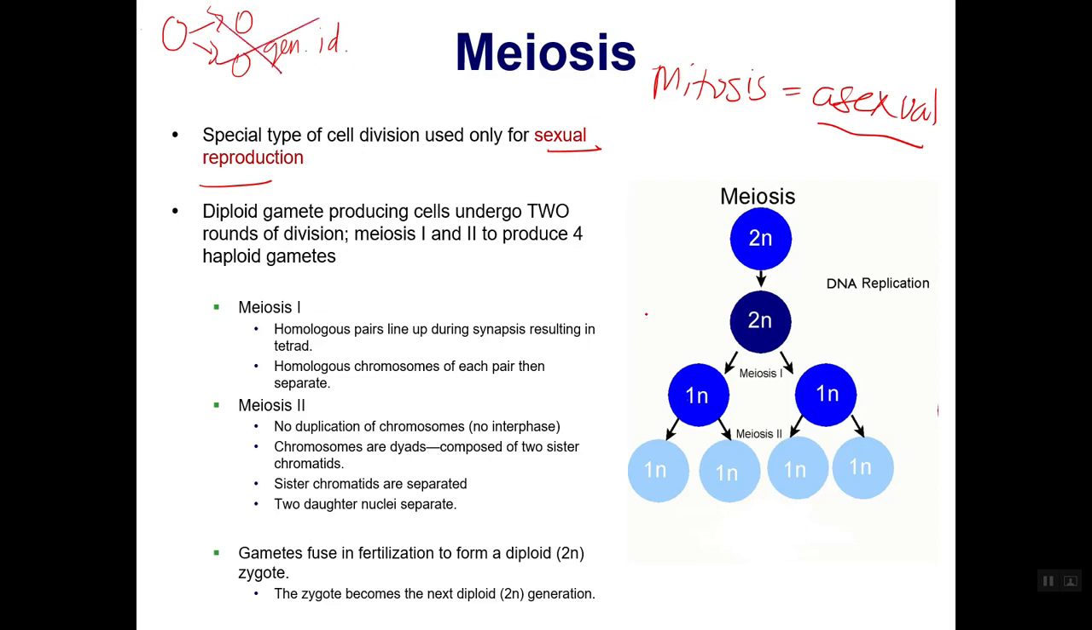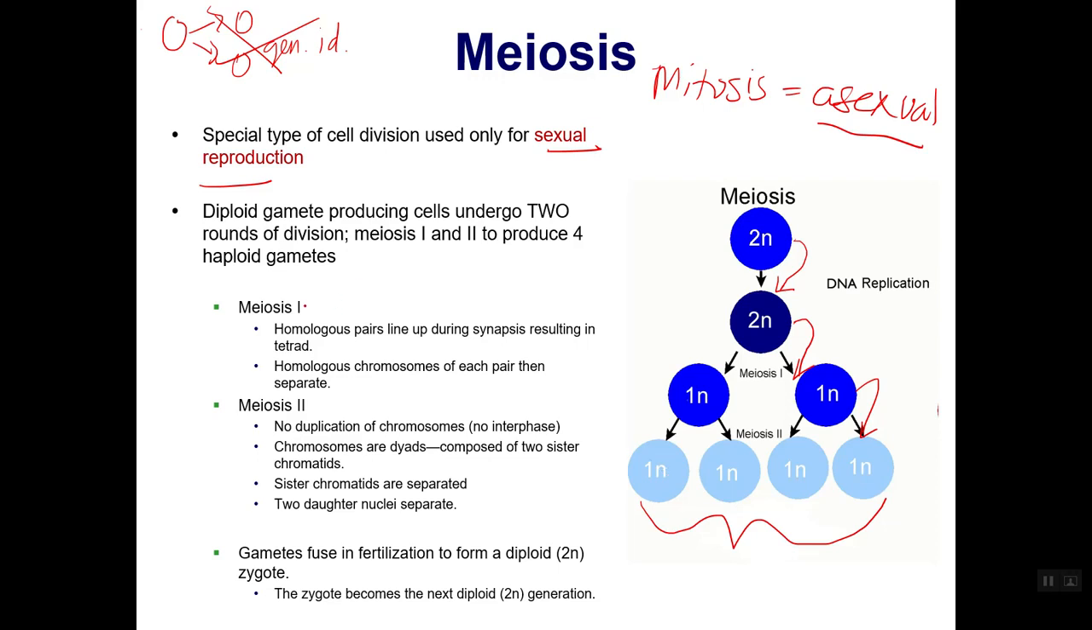In meiosis, we have a diploid cell that will perform DNA replication, just like in mitosis, but now, instead of producing just 2 identical cells, we're going to have 2 rounds of division, meiosis 1 and then meiosis 2. And that will result in 4 haploid daughter cells. And these are either going to be sperm or egg, depending on if it occurs in male or females.